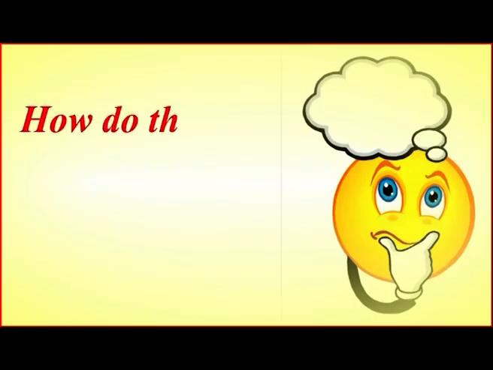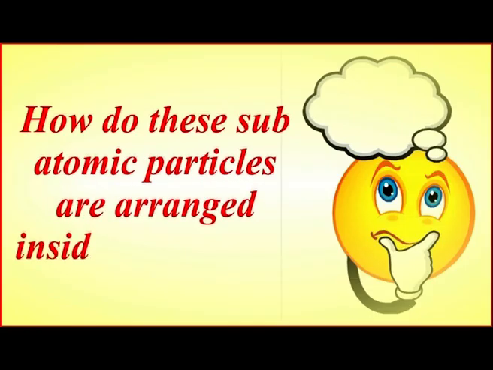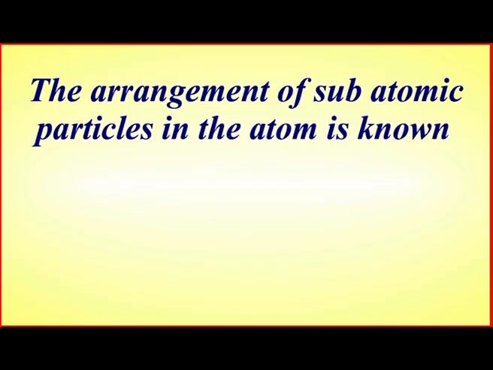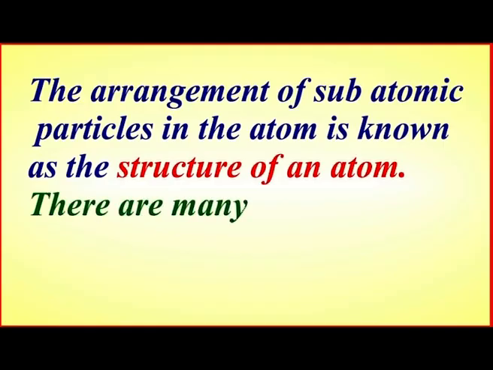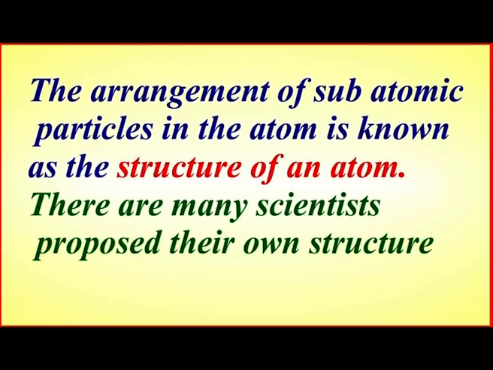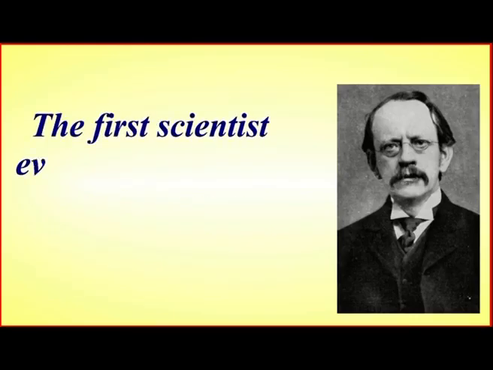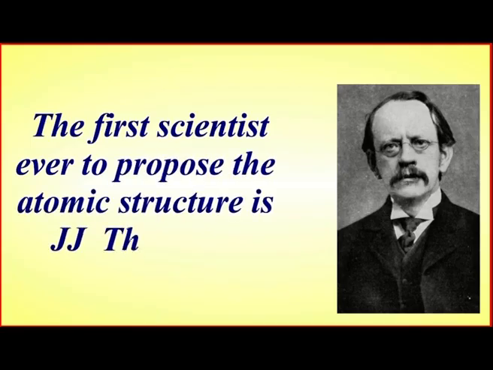My dear children, how are these subatomic particles arranged inside the atom? Let us try to learn. The arrangement of subatomic particles in the atom is known as the structure of an atom. Many scientists proposed their own structure of atom. The first scientist ever to propose the atomic structure is J.J. Thomson.